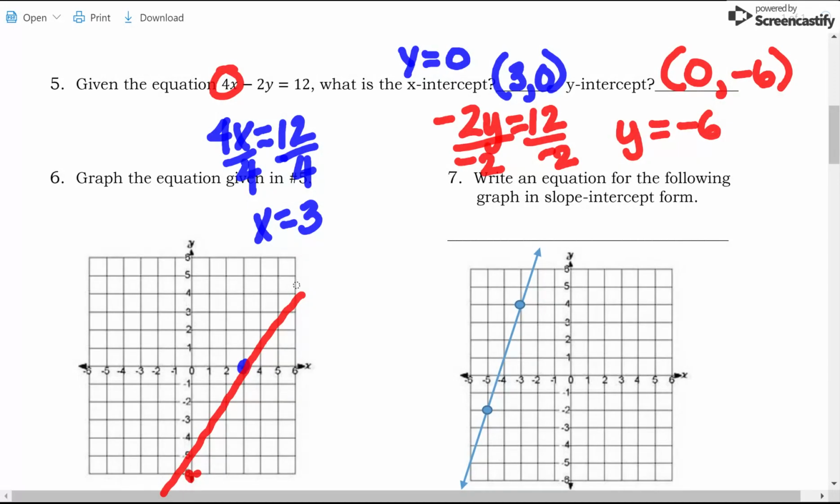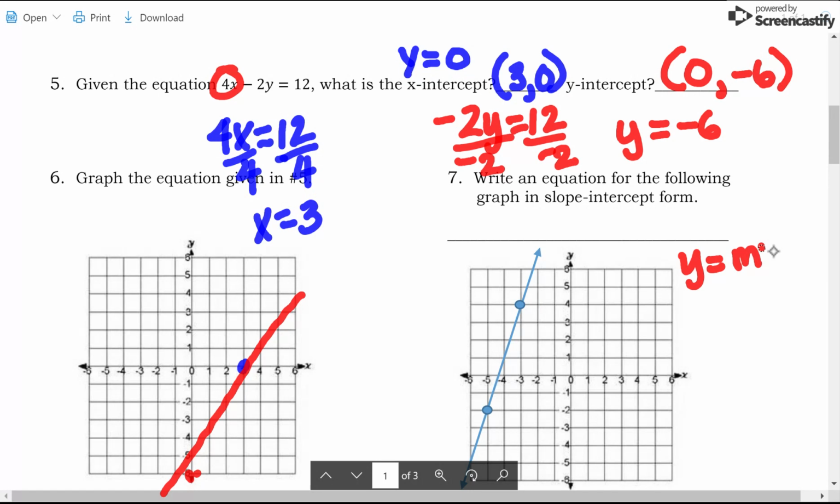Now for number 7, it says write an equation for the following graph in slope-intercept form. So slope-intercept form, I need two things. I need the slope, and that's always going to be my coefficient of x, and I need the y-intercept. Now, you probably looked at this graph and said, well, I can't tell the y-intercept. Well, you can't see it visibly on the graph, so there are a couple of things that we can do.